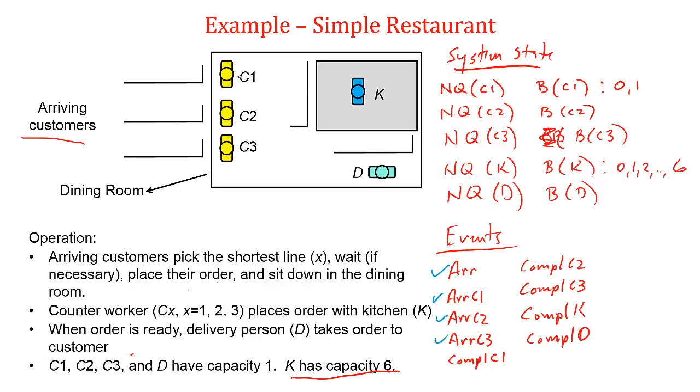So when the cashier finishes work, the cashier is going to pass the order to the kitchen. And so if the kitchen has remaining capacity, meaning it's not cooking at least 6 meals, then that meal is immediately started cooking. Otherwise, that customer's order gets placed in the kitchen queue. Okay, so let's look at how we do that.